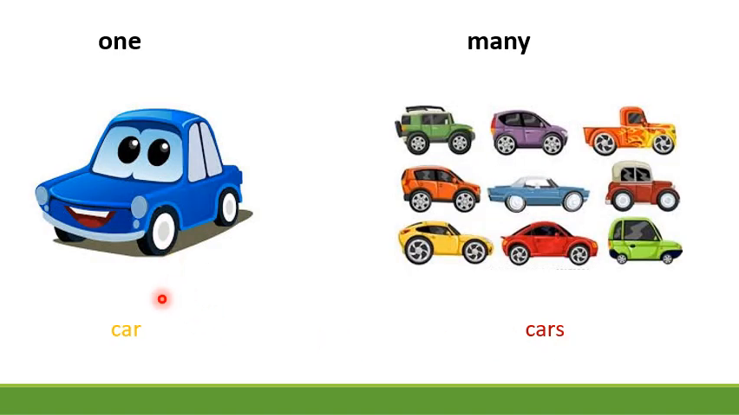Here, there's only one car, C-A-R, car. One means only one. Here, on the right hand side, you can see more than one car. So, if it is more than one, we call it many. So, how will we write it? We add S to the end of the word. C-A-R means only one car. And if it is many, how will we write it? C-A-R-S, cars.